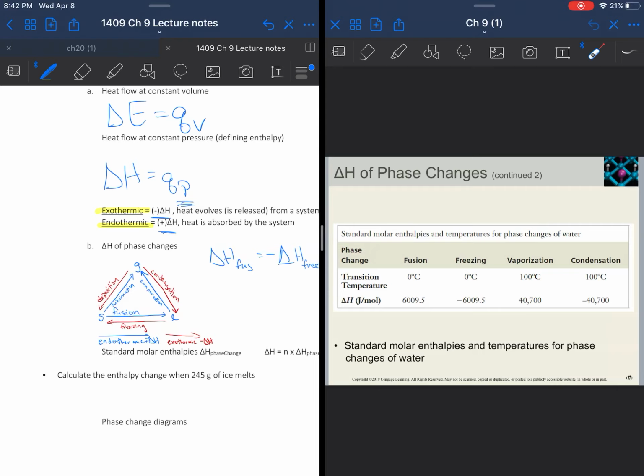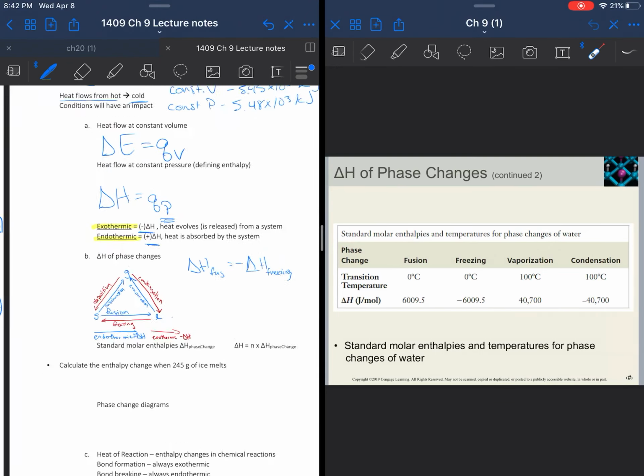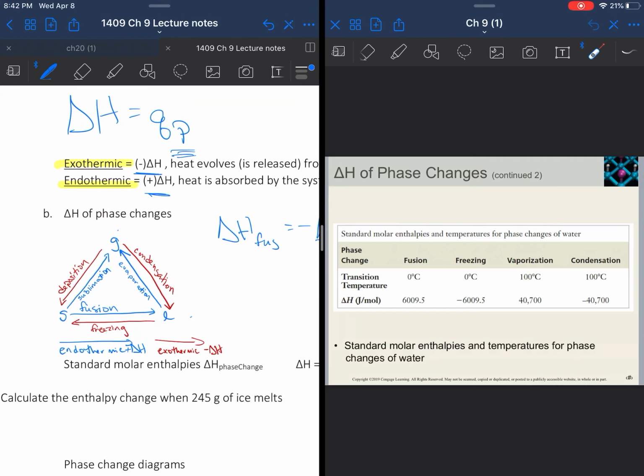It shouldn't be surprising that vaporization and condensation are significantly larger than fusion and freezing. When we're going between solid and liquid, we're still in condensed phases. There are still a lot of intermolecular forces. But to move between a liquid and a gas, you're having to break all of those intermolecular forces. There's a much bigger energy difference.